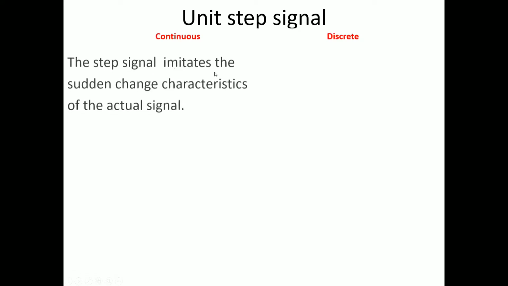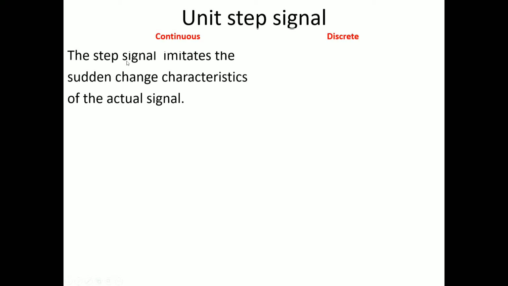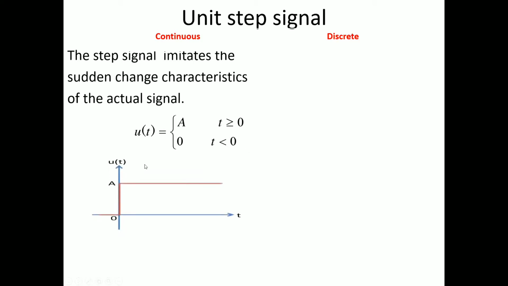So coming to the unit step signal. The unit step signal is defined for t greater than 0, and the step signal imitates the sudden change characteristics of an actual signal. So u of t equal to A for t greater than or equal to 0, and equal to 0 for t less than 0. The corresponding graphical representation would look like this. If A equal to 1, it becomes a unit step signal in the continuous case.